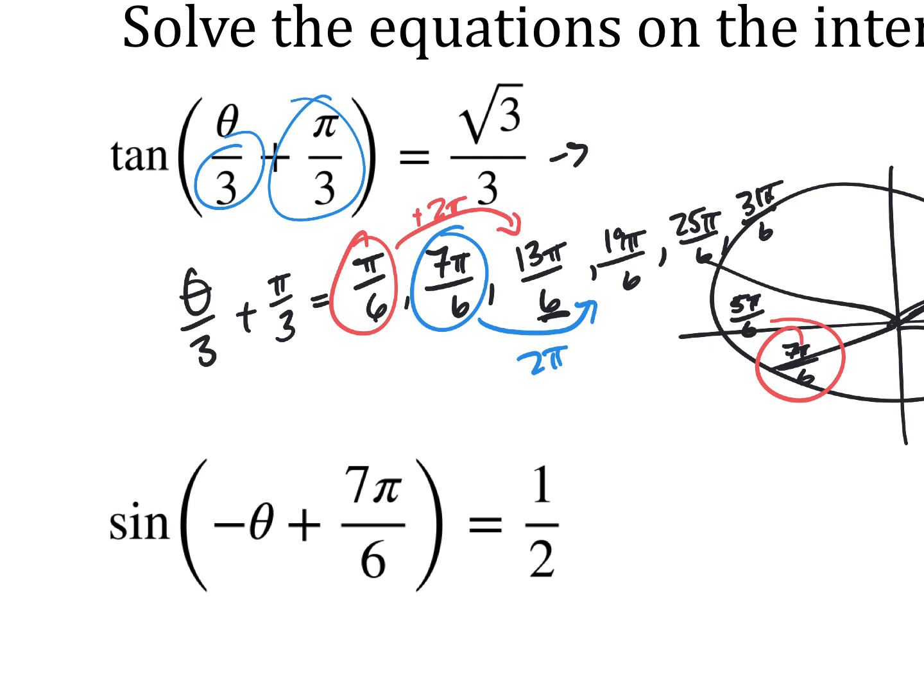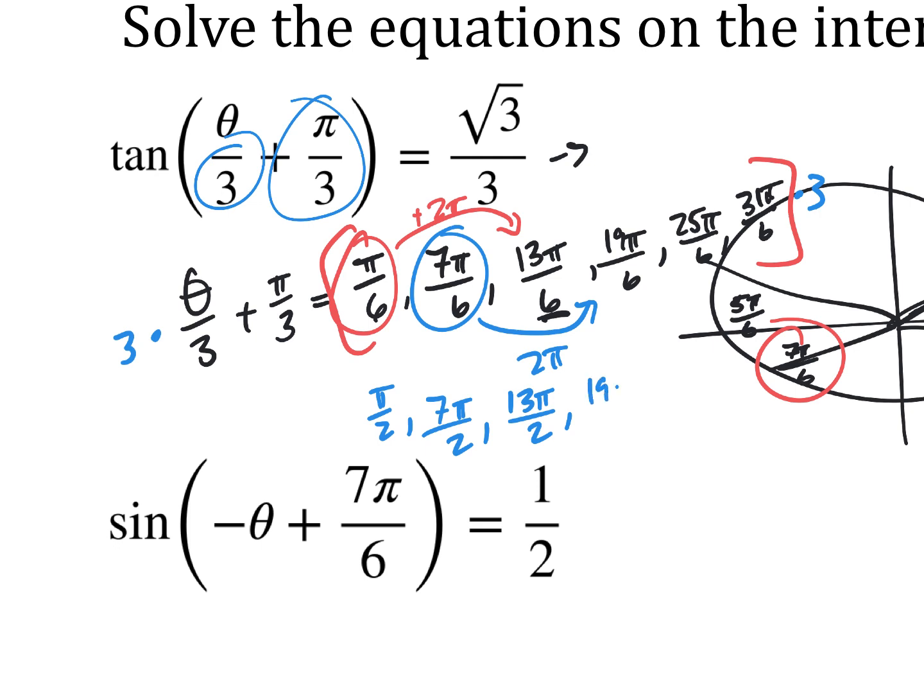So if I now solve for theta, now I have kind of like 6 equations all built into one, so bear with me here, just be careful. I notice that I have divided by 3 on both of these, and so I don't like that, so I'm just going to multiply everything inside by 3. So now I'm going to get a pi over 2, 7 pi over 2, 13 pi over 2, a 19 pi over 2, a 25 pi over 2, 31 pi over 2.